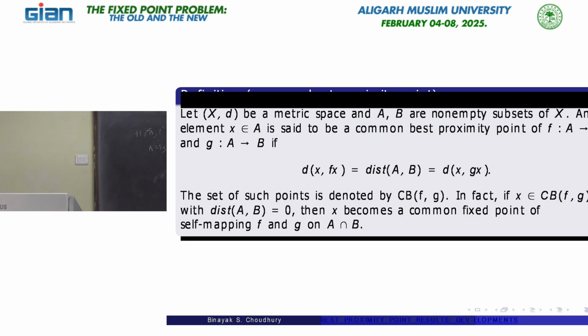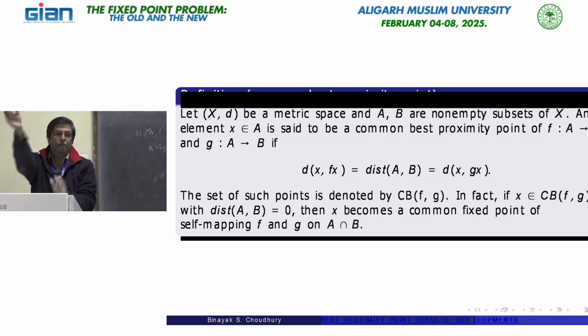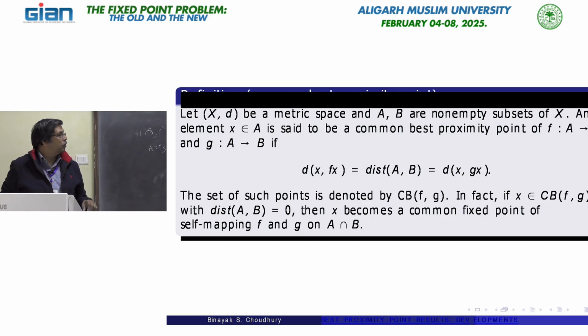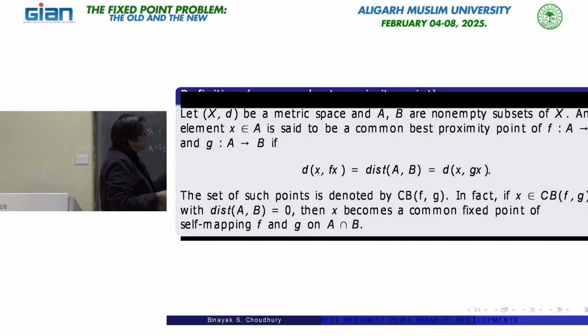So this is common best proximity point. This is again another problem. When we speak of fixed points, then a topic very naturally comes, what is the common fixed point? So why not talk about common best proximity point? Can there be results on best proximity point? Yes, there can also be results in this way. This is a common best proximity point result. As you can see, these results are also available in the literature.